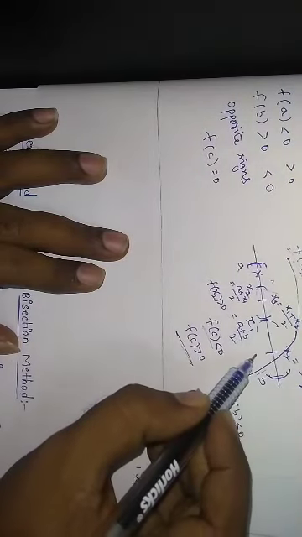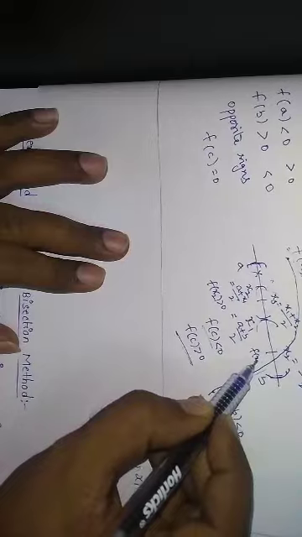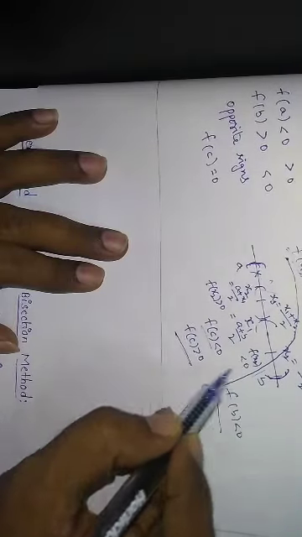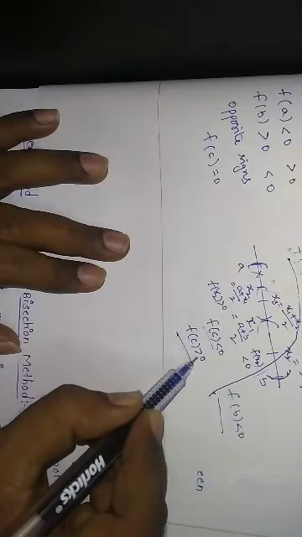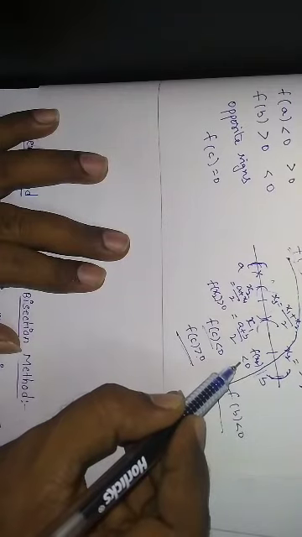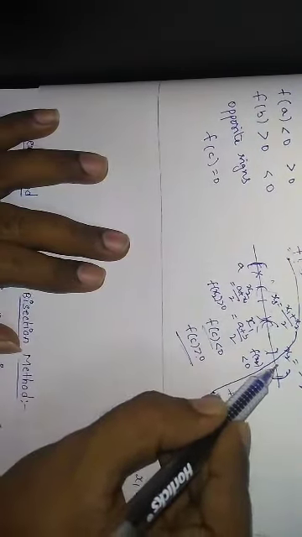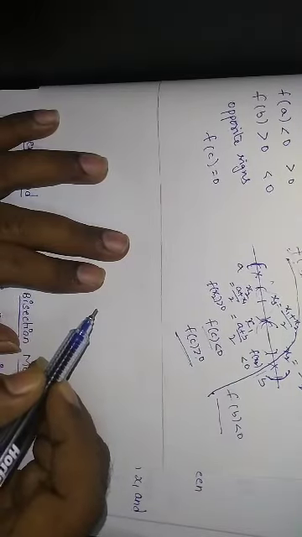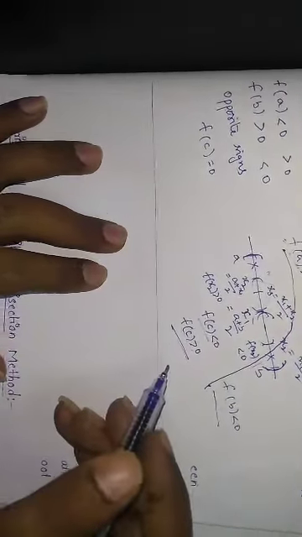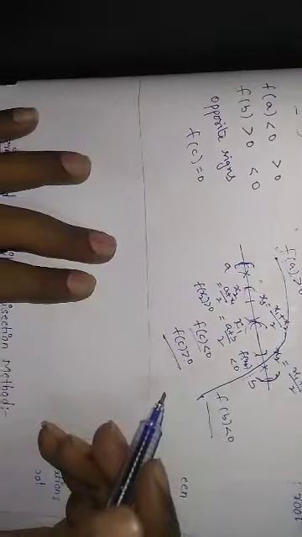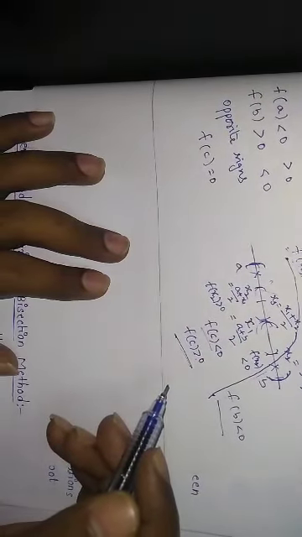And we will calculate f of x2. It may be positive or negative. If it is less than 0, since f of c is positive and f of x2 is negative, the root lies in between x2 and x1. So continuing this process, we find the approximate root of the equation.